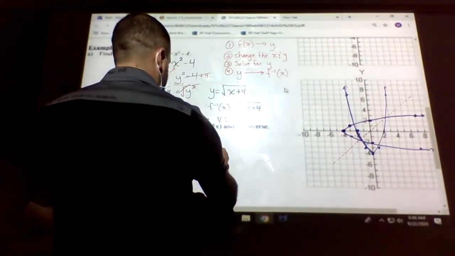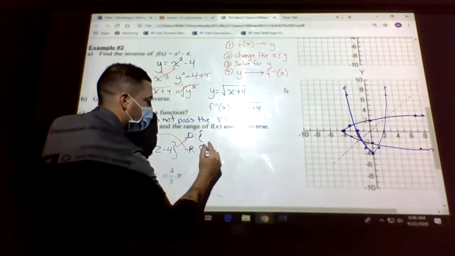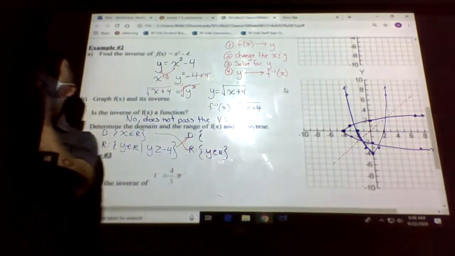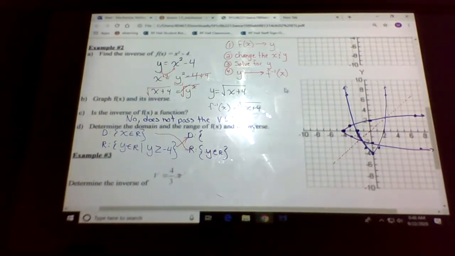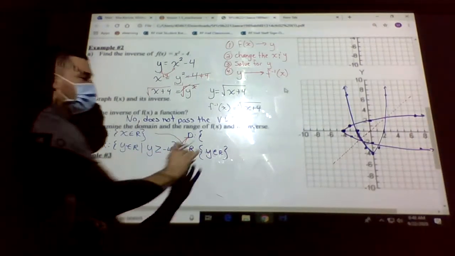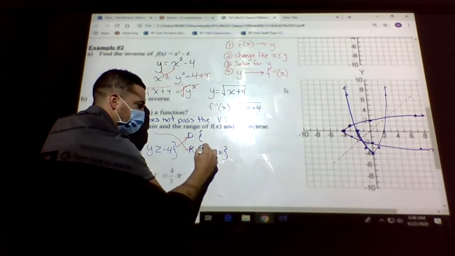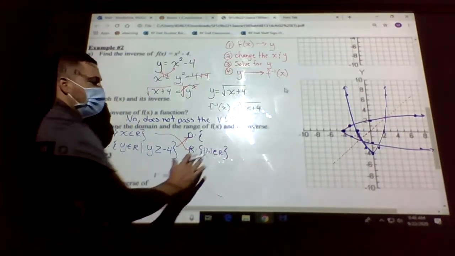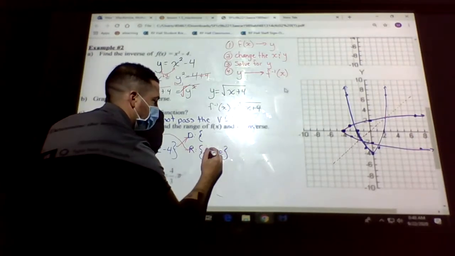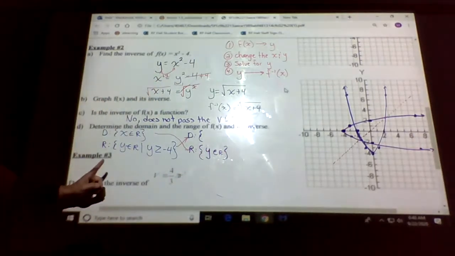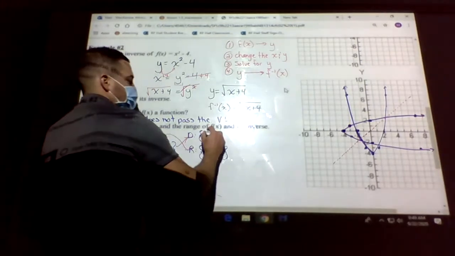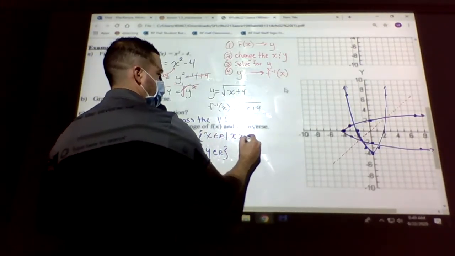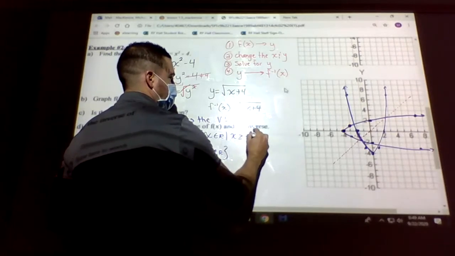So the range is y ∈ ℝ here. And remember, y is in the back, it might say f(x). And with the inverse, you might see f⁻¹(x) ∈ ℝ. But I'm okay with the y, okay? And then your range becomes the domain. So x ∈ ℝ such that x is greater than or equal to -4.